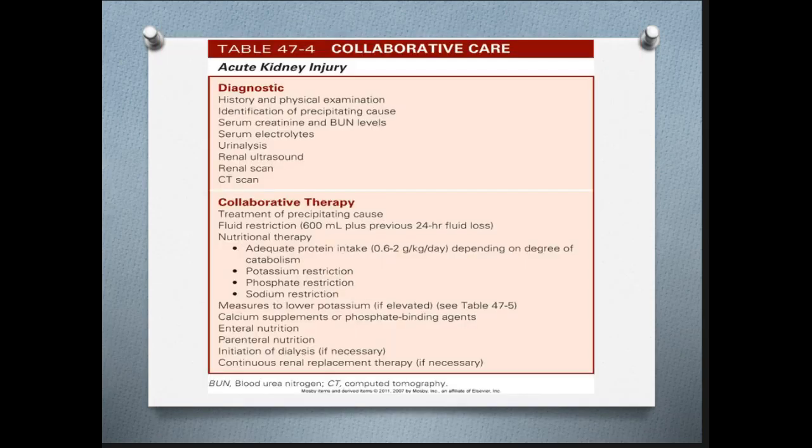In the diagnosis of acute kidney injury, it is very important to review the history and physical on the patient and look for identification of the precipitating cause. We also use many diagnostic tests to evaluate and confirm acute kidney injury. The serum creatinine, BUN, and GFR are used to evaluate the renal function in a patient.